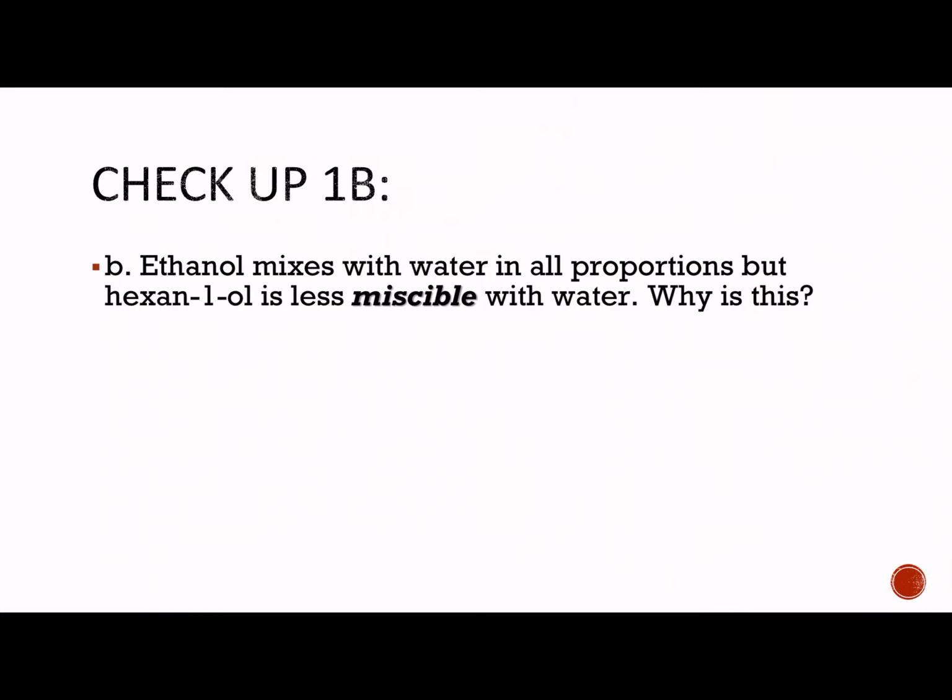All right, so the next question is ethanol mixes with water in all proportions, but hexane 1-ol is less miscible with water. So then why is this? If you remember correctly, from pre-ACE chemistry, miscible was one of those terms that we needed to know when we first covered solutions. And miscible is another word for mixable. Miscible is mixable. So they say that ethanol mixes with water really well, and hexane 1-ol doesn't mix with water so well. And they want you to point out why this could be true.